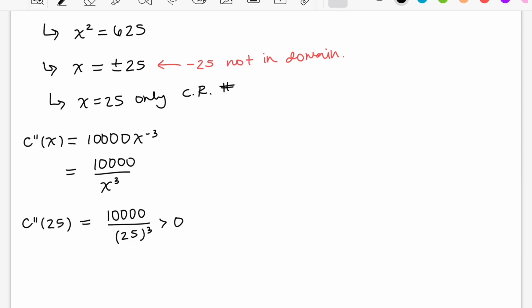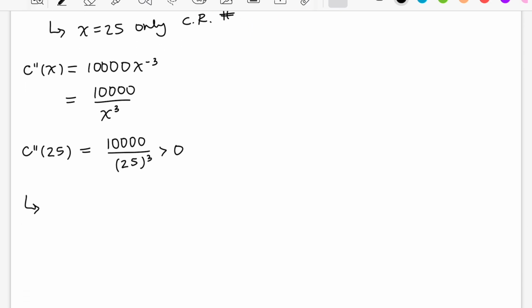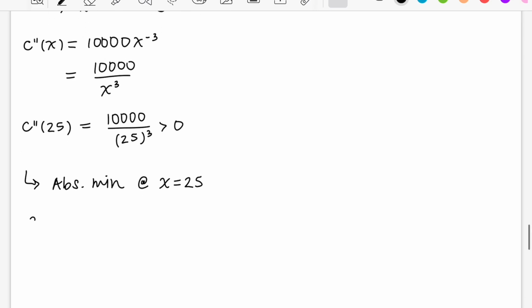All right. So by the second derivative test, this tells us we're going to have a local minimum at x is equal to 25. And since this is the only critical number, we know that it's going to be our absolute minimum. So all right, we're going to evaluate our function at that point here to determine what the lowest cost is going to be.